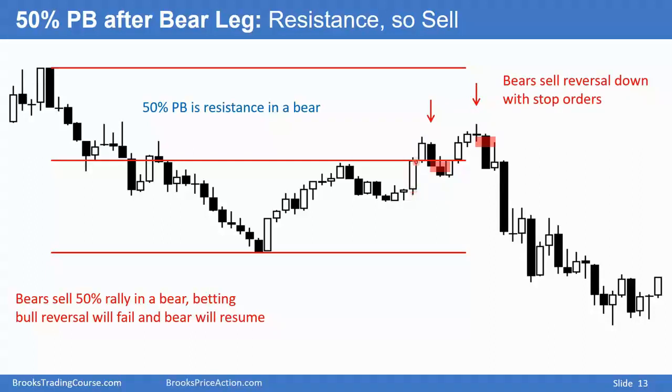Some bears will say, well, wait a minute. These are two good bull bars. I'll wait for a second entry sell. And then they'll take it here. It's also a wedge. 1, 2, 3. Some bears sell with stop orders on reversals down. Others sell with limit orders. Stop above the top of the most recent lower high, which in this case is the top of the bear trend.